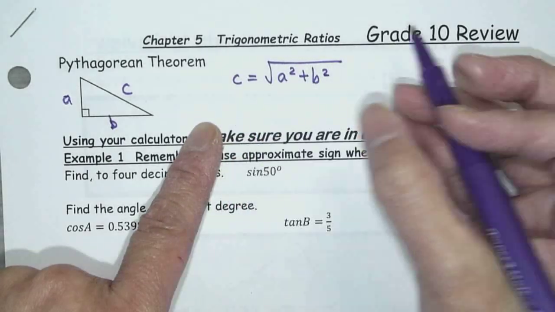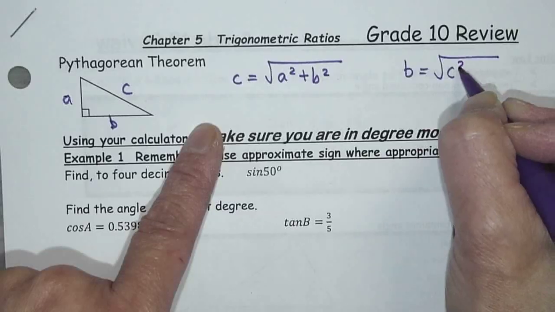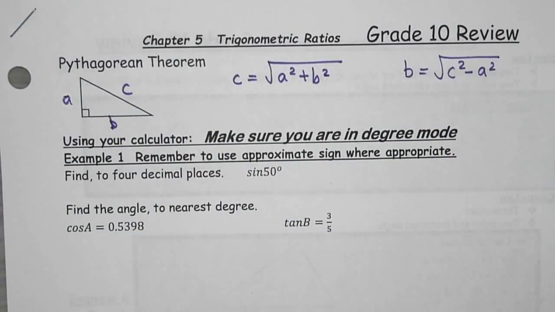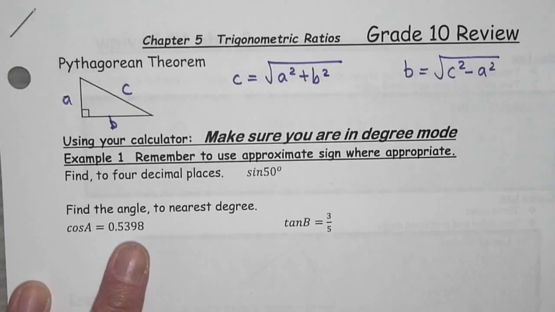And then if I was looking for a shorter side, say A or B, that would be the square root of C squared minus A squared, etc. Different versions. I tried to do the square root version. Okay, so I already square rooted it there. It's the positive square root only.